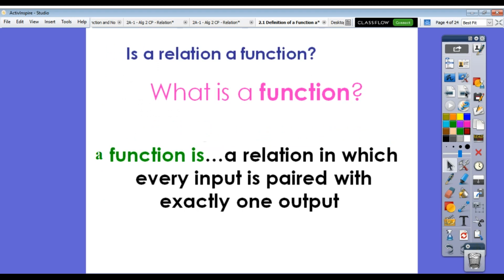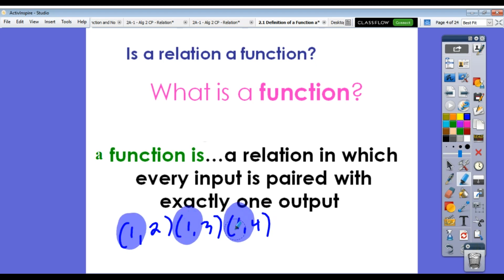Is a relation a function? What is a function? A function is a relation in which every input is paired with exactly one output. So how do we know? Basically, what we learn in algebra, if x repeats in an ordered pair or a mapping, it's going to be not a function. For example, I have 1, 2, 1, 3, 1, 4 as my relation. These are the x values, the first number, or my ones. You can see that x is being repeated here, so that's why this is not a function.